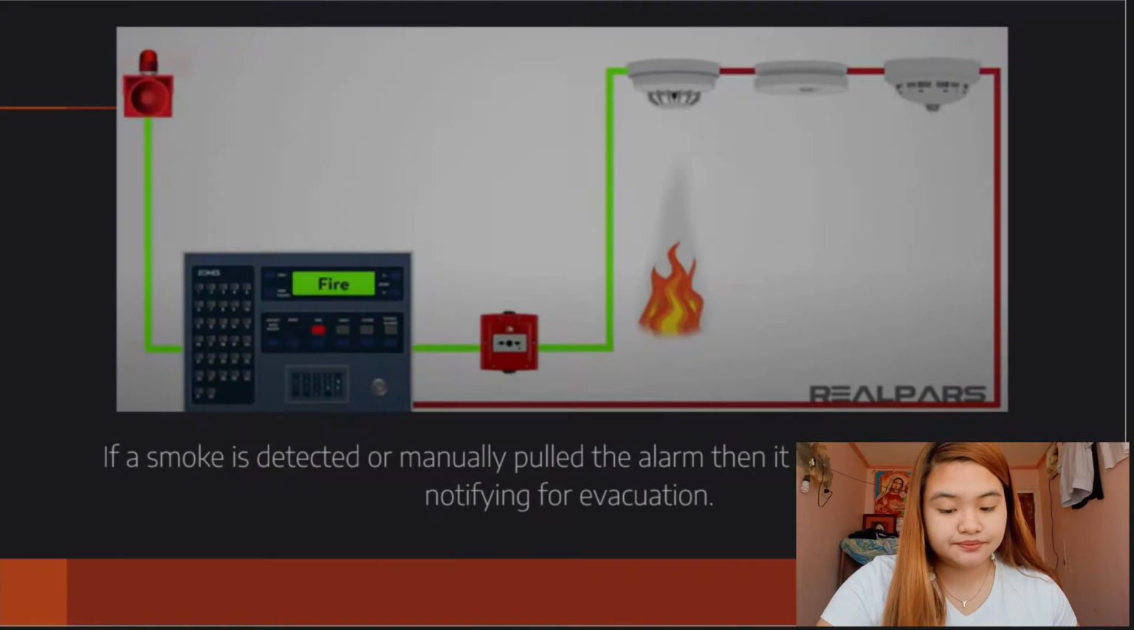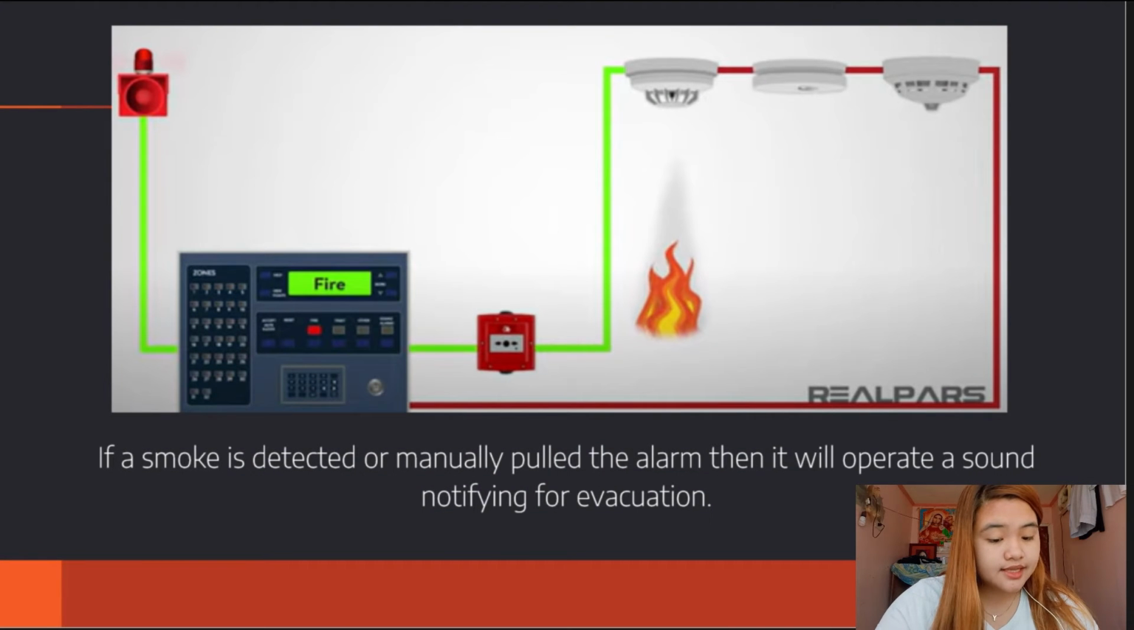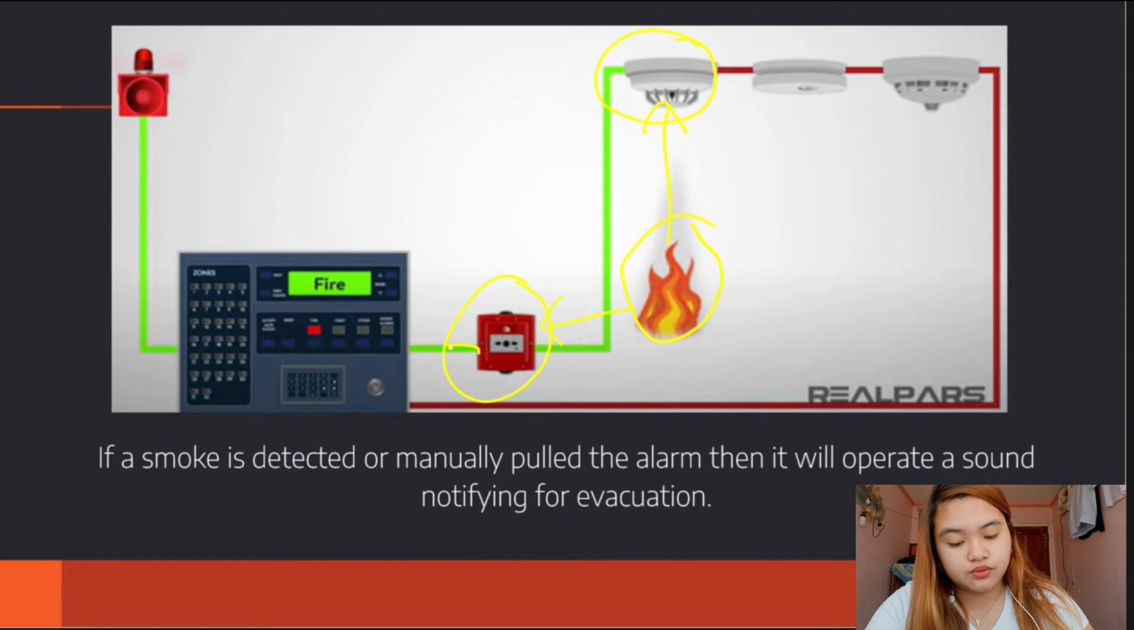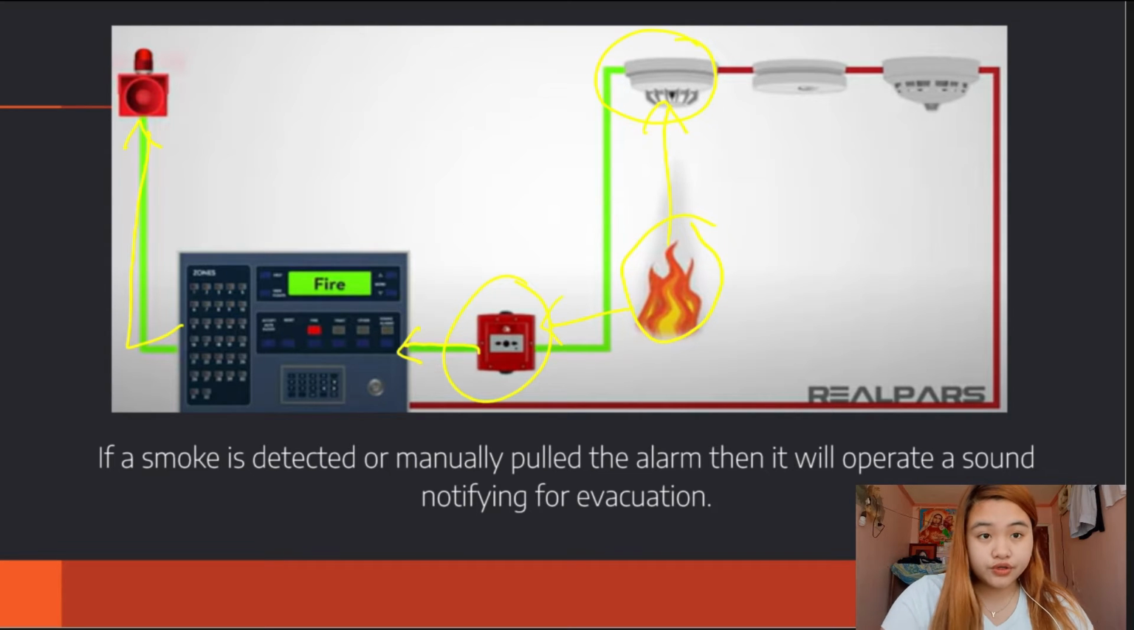So next, this is an example of how smoke or a fire is detected. From the smoke, a sensor will detect it, or a manual pull alarm will be operated, then a sound will signal or ring, notifying that it is time for evacuation.